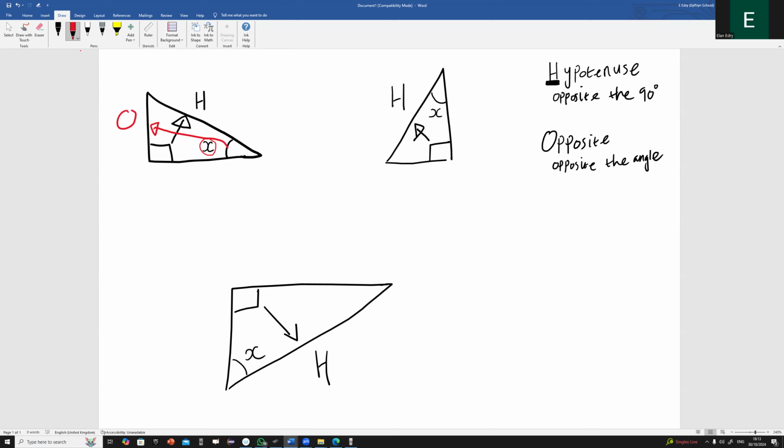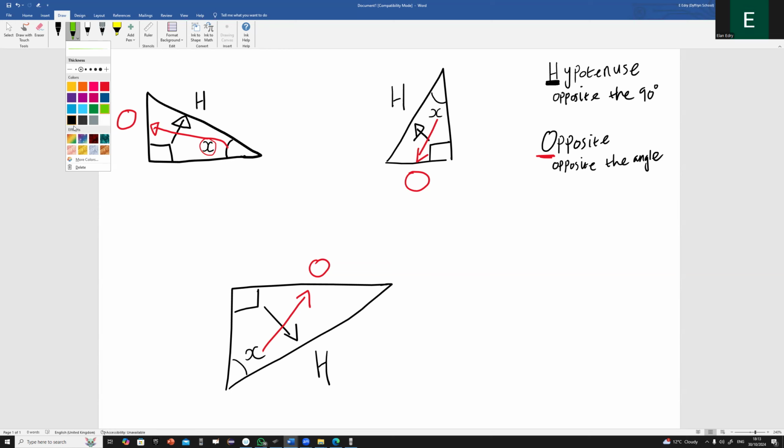I'm going to label that O. Okay, so this would be the opposite on the second one. And on the third one, this would be the opposite. Are we okay with that? Okay, brilliant. Now, the other one is called the adjacent.